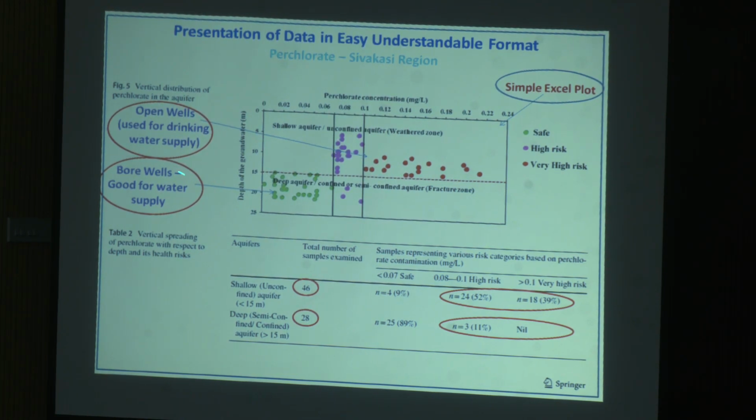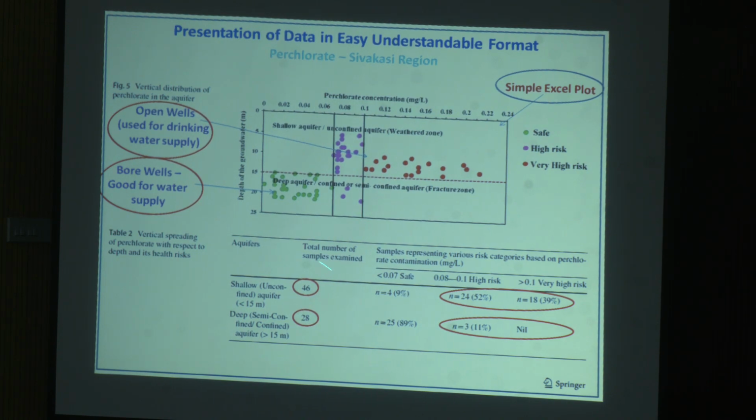But what can we suggest? We can give our suggestion or recommendation to the administrative people: please don't use the well water for drinking water supply. Because the bore well water is good, instead of using this water, you can go for this water. Otherwise, if the data is available like this, it's very difficult to understand.